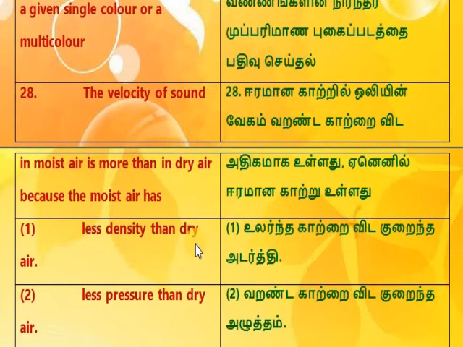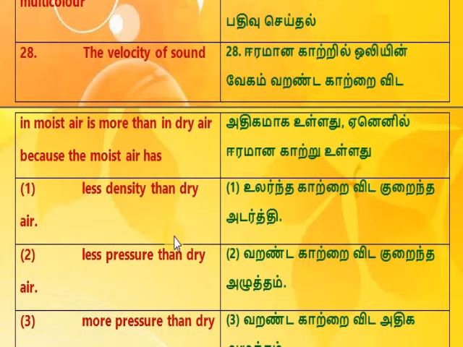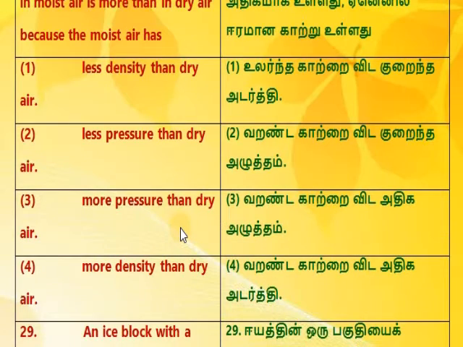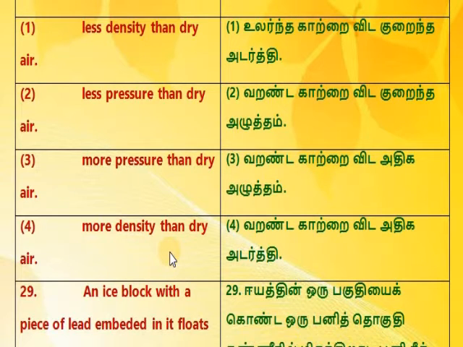28. The velocity of sound in moist air is more than in dry air because the moist air has: 1. Less density than dry air, 2. Less pressure than dry air, 3. More pressure than dry air, 4. More density than dry air.